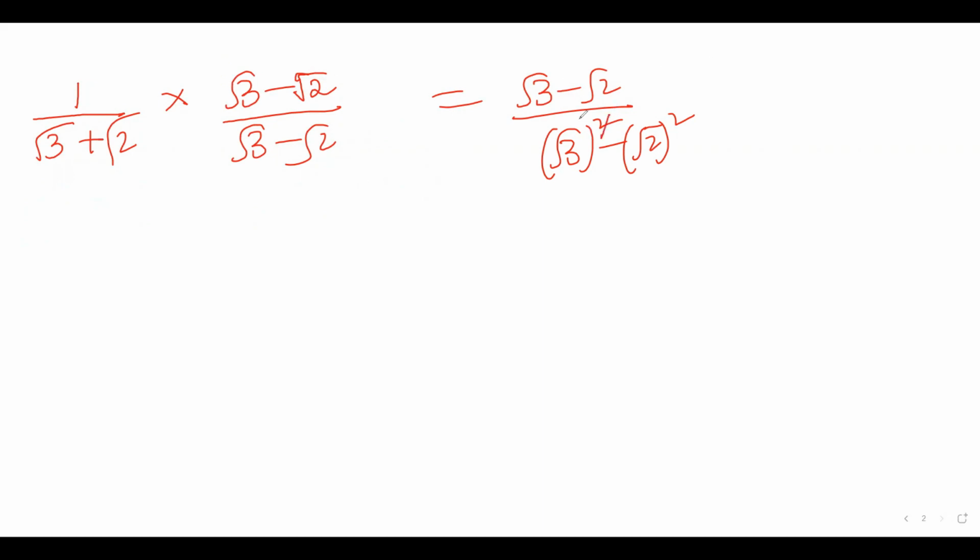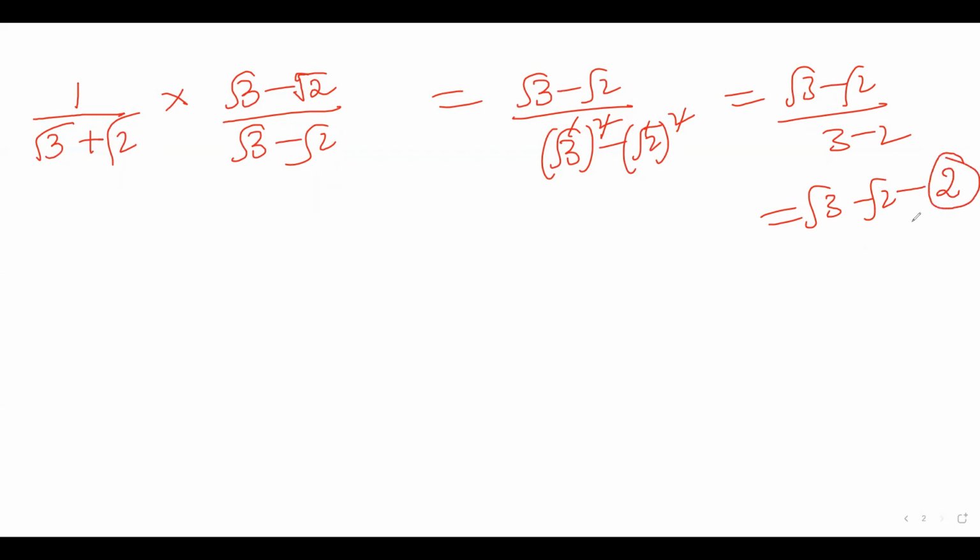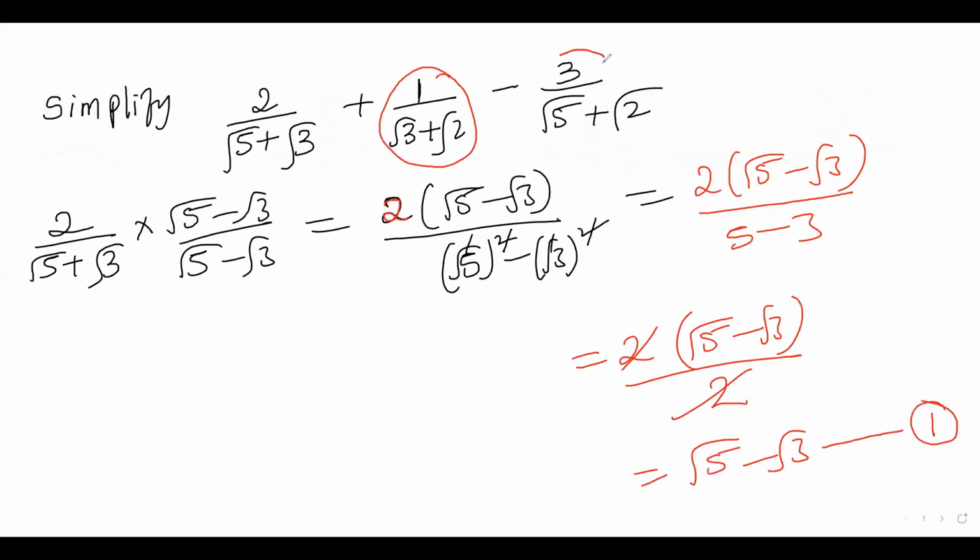Now square and root will get cancelled. 3 minus 2 is nothing but 1. This is my equation. No need to write 1 in the denominator. It doesn't have any value. So root 3 minus root 2. This is my second equation. Second term simplification. We can't say it as equation. Now let's take third term.